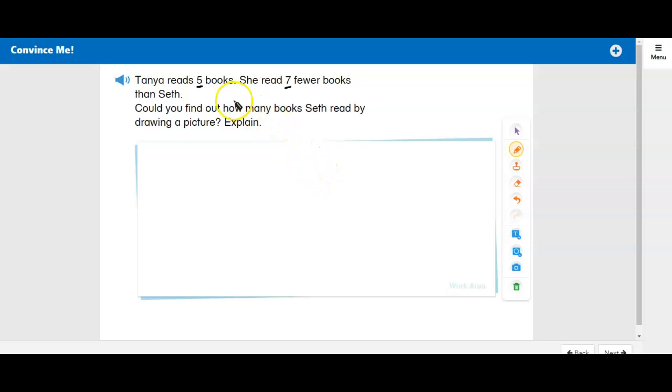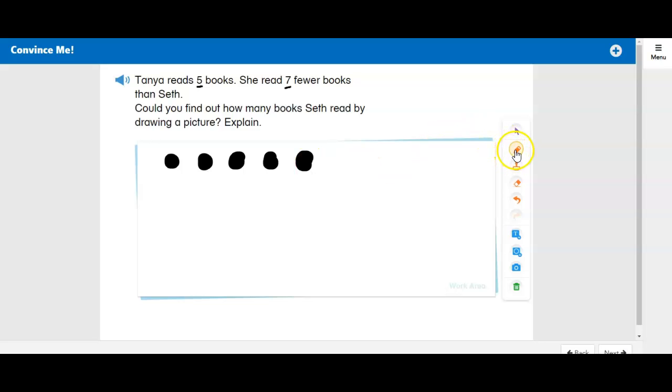So we know that Tanya reads 5 books, right? So we are going to draw 5 books. So Mrs. Collier's just going to draw some circles. I'm going to draw 1, 2, 3, 4, 5. So this is going to be the 5 books that Tanya reads. And it tells us that she read 7 fewer books than Seth.